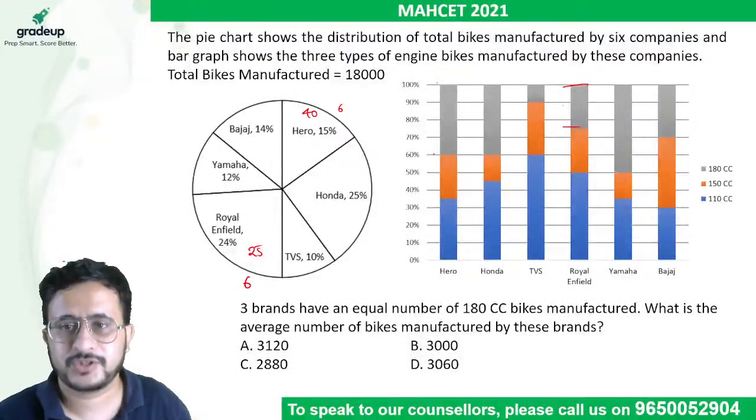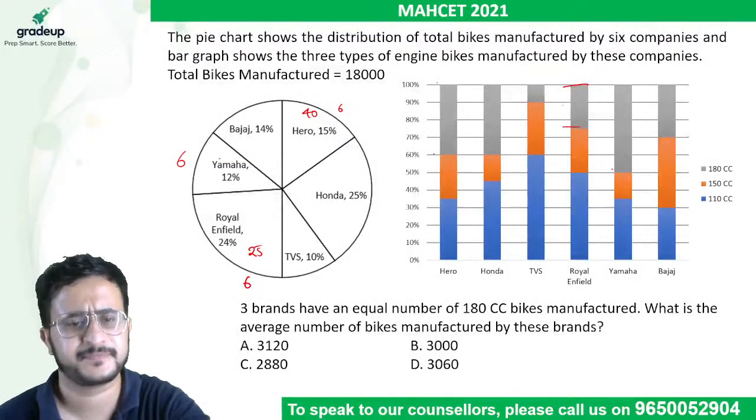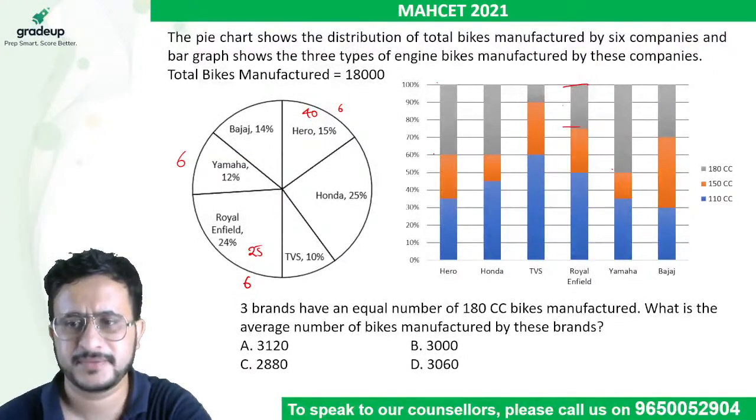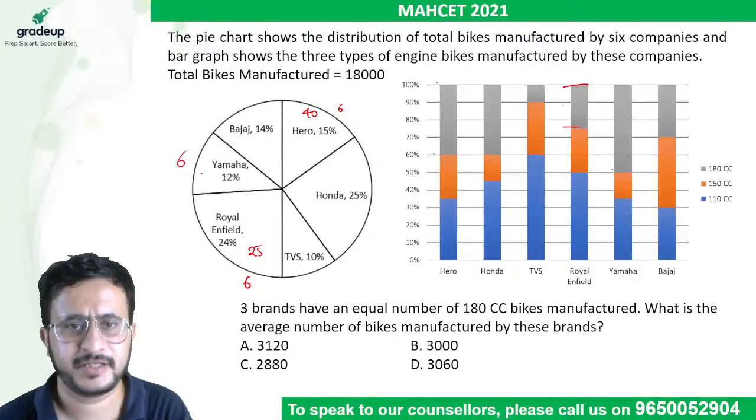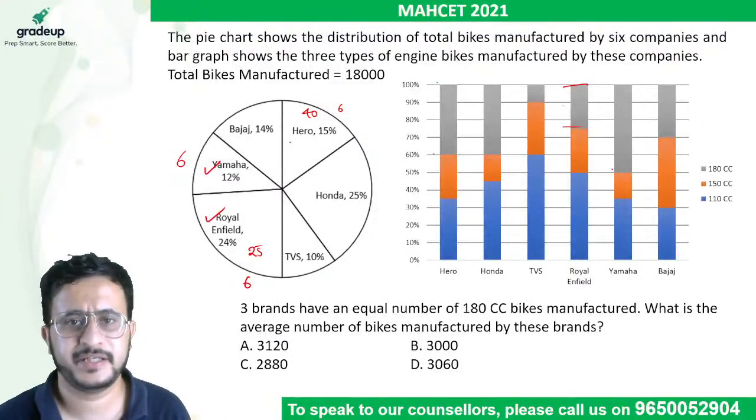Okay. Acha, this is 50% of 12. What is 50% of 12? 6. So these are the three brands, isn't it? These are the three brands that we get, right? Yamaha, Royal Enfield and Hero.